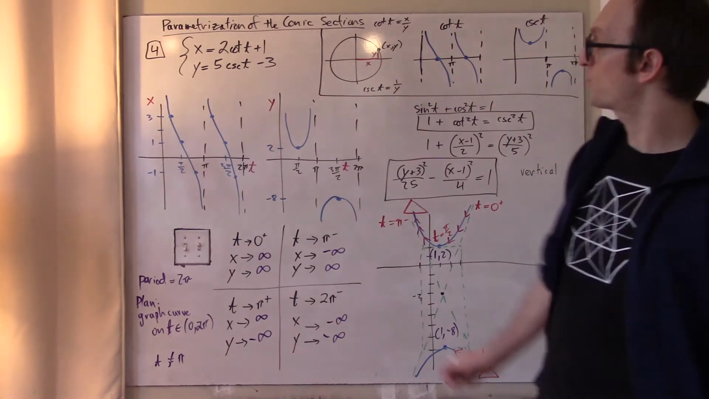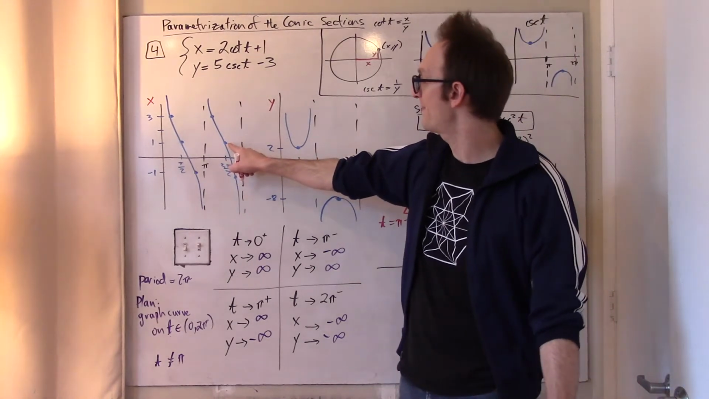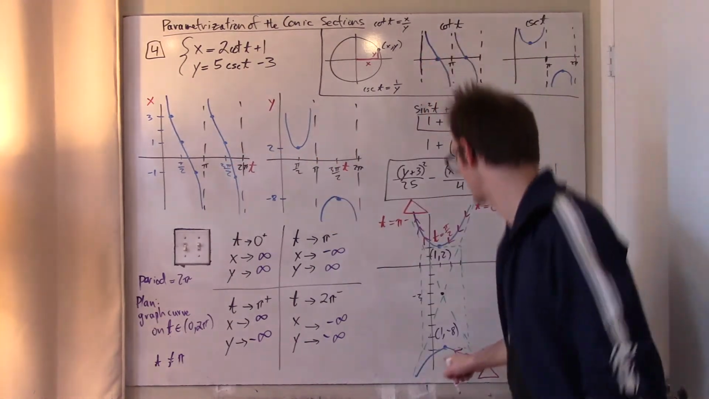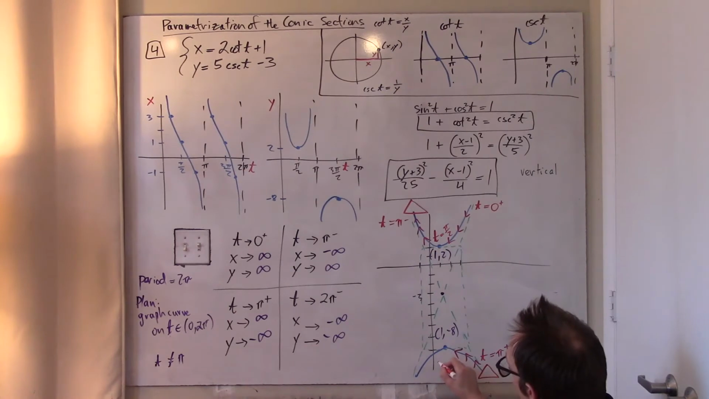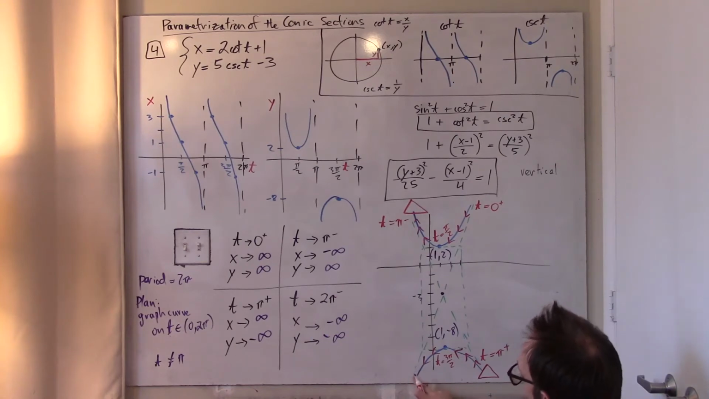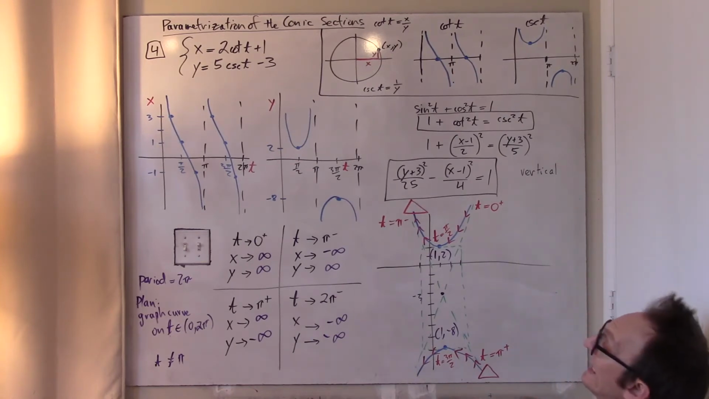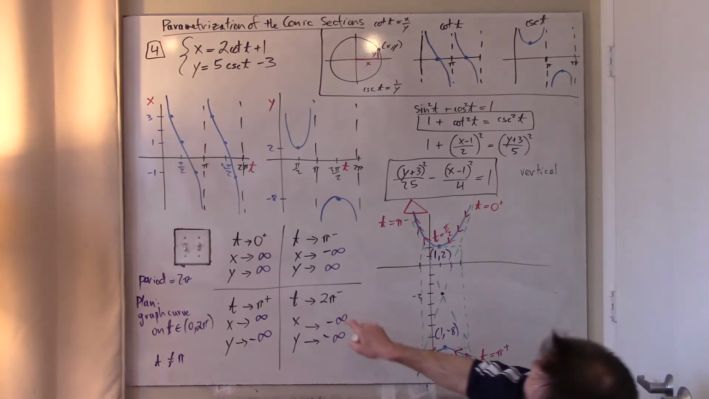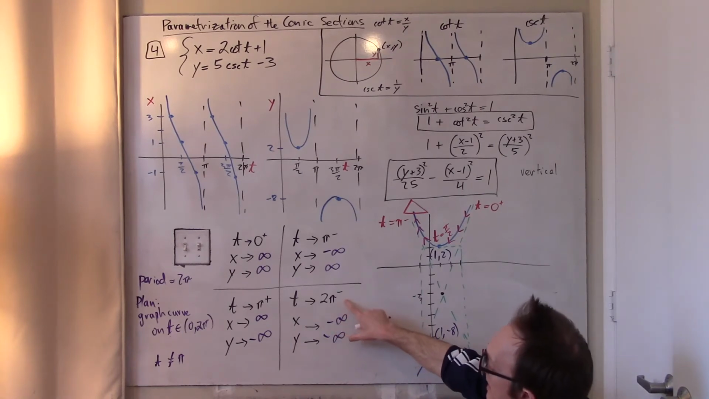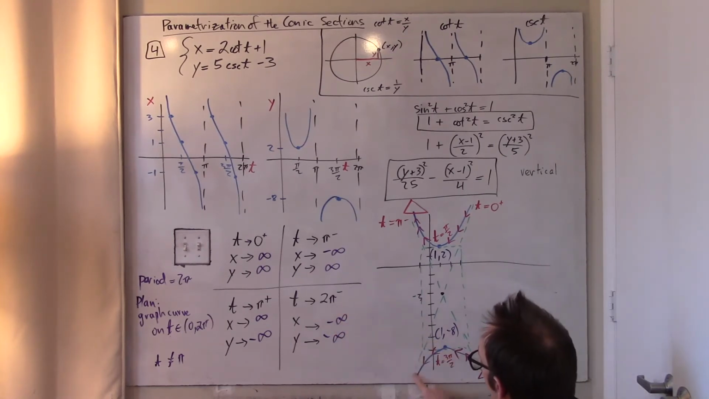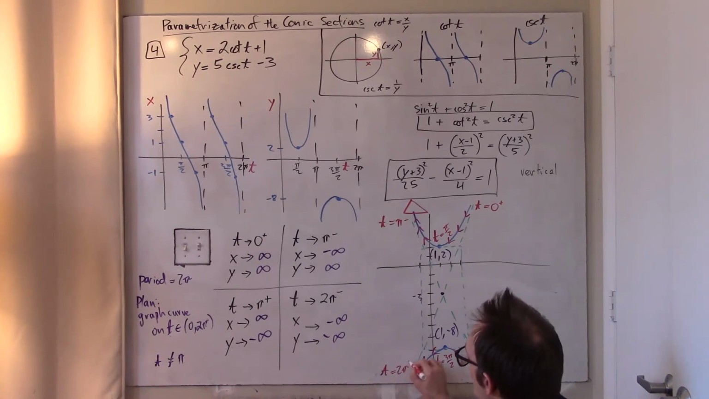Where am I at 3 pi over 2? Answer, I'm at 1 comma negative 8. So this point 1 comma negative 8 happens at t equals 3 pi over 2. And then finally, as we approach 2 pi minus, my x-coordinate and y-coordinate both go to negative infinity, and so this is going to be t equals 2 pi minus.